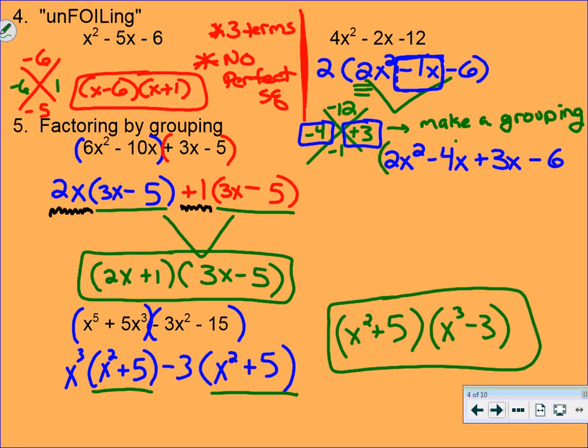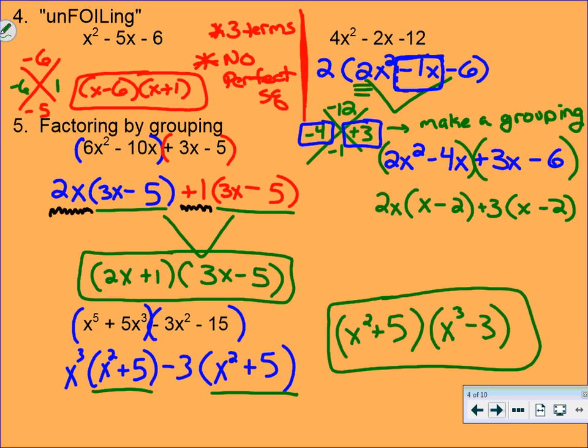We group our first two terms together. We pull out a 2x, and we're left with just an x minus 2 in that case. We do the same thing by grouping the last two, and we have a plus 3 that we take out, and we have an x minus 2 here.